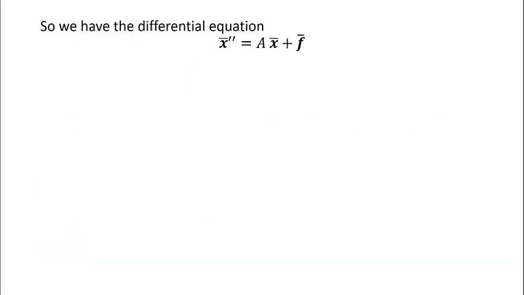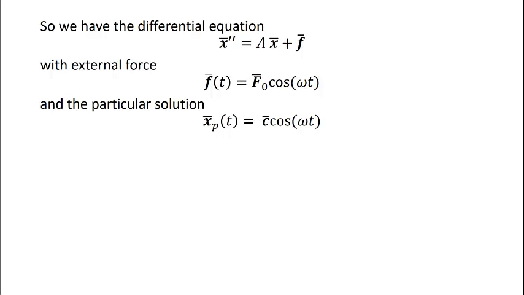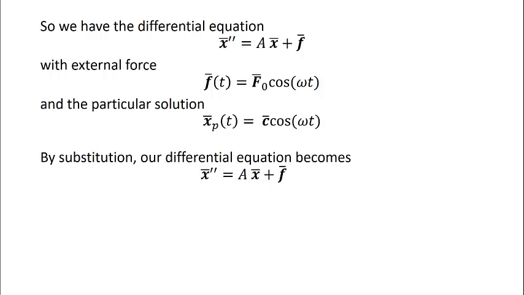So let's put this together. We have a differential equation, x'' = Ax + f. We're assuming we've got an external force of F0 cosine of omega t, and we're making a guess of a particular solution to be some vector c times cosine of omega t. And we're going to see in what cases this particular solution will in fact solve our differential equation. So we're going to substitute our particular solution into our differential equation.